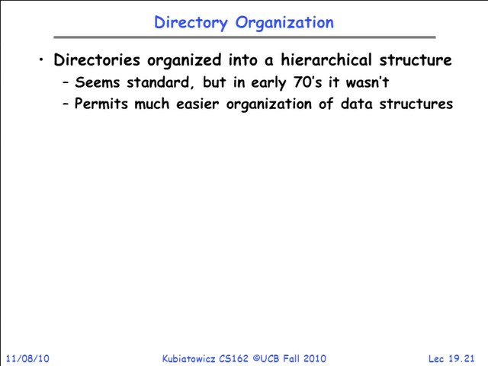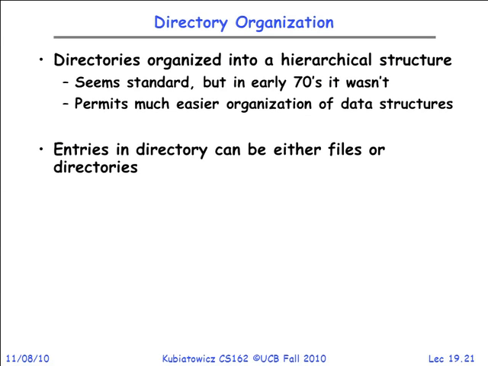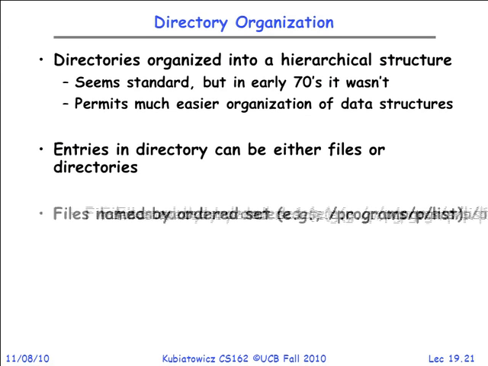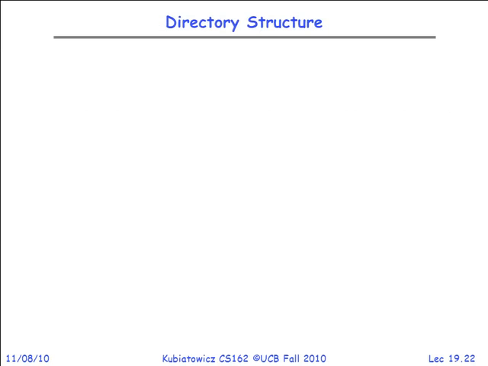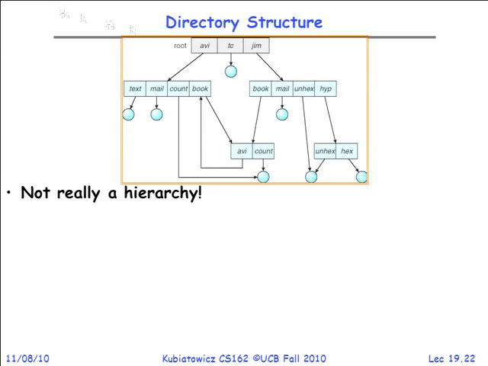But with hierarchy today, how do you deal with things? Well, it's very simple. Files are an ordered set, like /program/p/list. And here's a directory structure, right out of your book. We have a root directory, which has names that point at other directories, which have pointers to other directories, and ultimately have pointers to files.